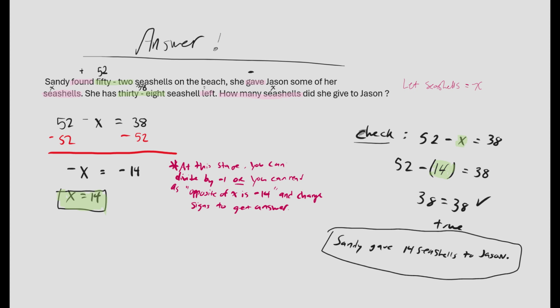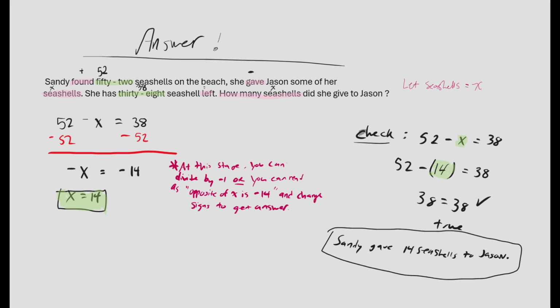And then when I look at the question, I see how many seashells. I know seashells, the number of them is going to be represented by x. So I get 52 minus x equals 38, since 38 is how much she had left. I'm going to subtract 52 on both sides. I'll get 38 minus 52 equals negative 14. So I got negative x equals negative 14.